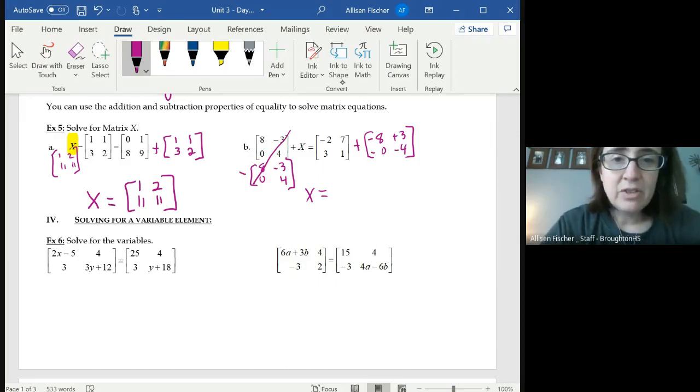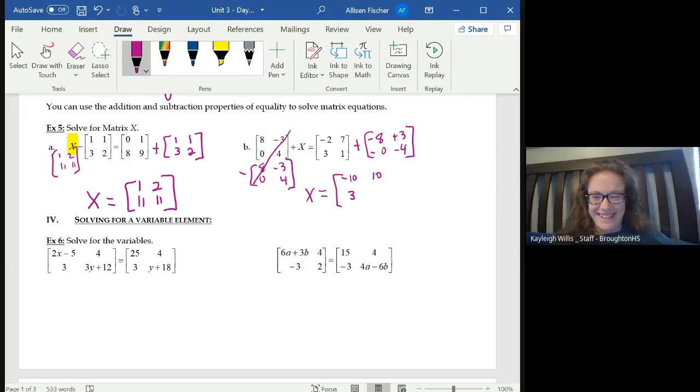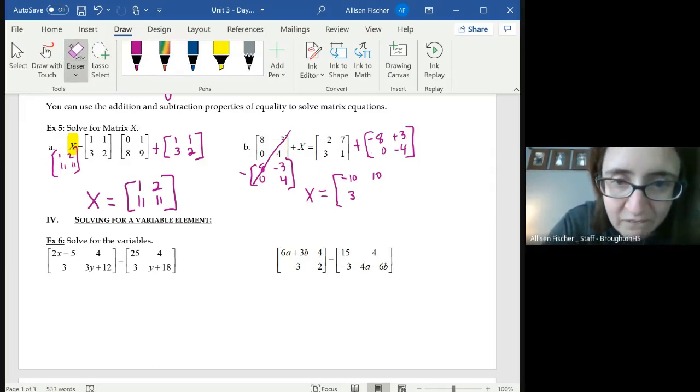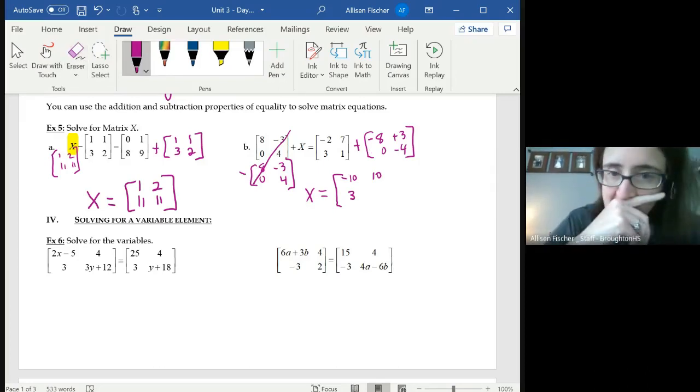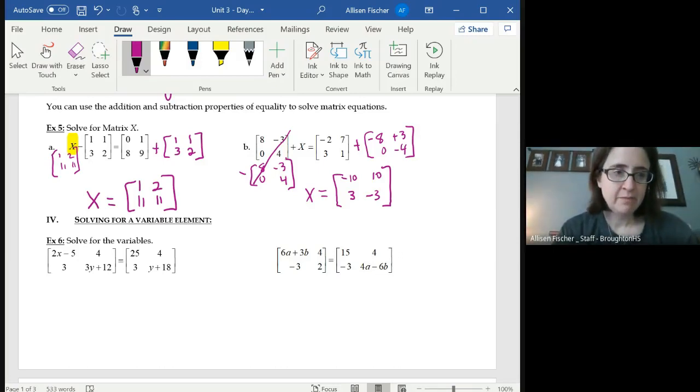All right, so negative 2 plus negative 8 is negative 10. 7 plus 3, 10. 3 plus negative 0, well, negative 0. Sorry, I was changing everything. And then 1 plus a negative 4. There. So that's your X. Beautiful.